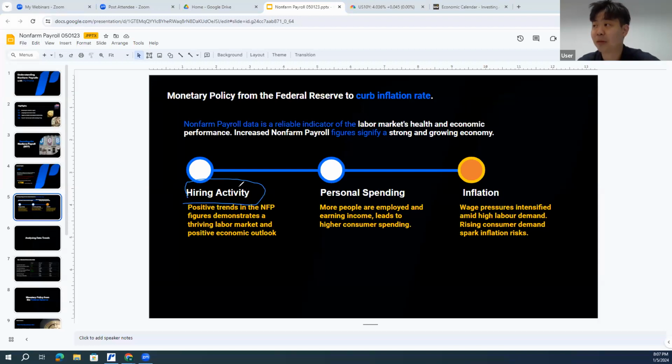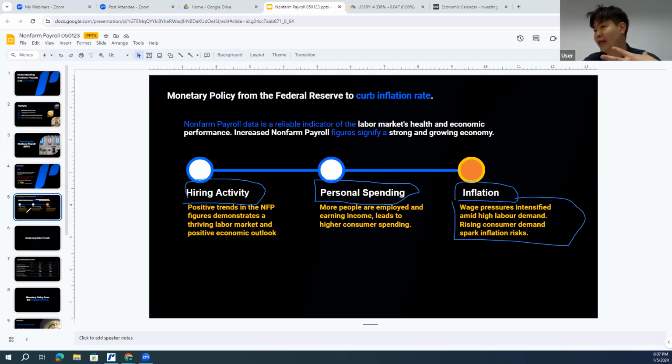When a lot of people are getting jobs, of course, the economy will become better because a lot of workers are getting salary, and then they will start to spend their money. So personal spending will increase, and in the end it will also increase the inflation as well as the economic outlook in the United States. To put it in very simple terms, better NFP data means a better US economic outlook.